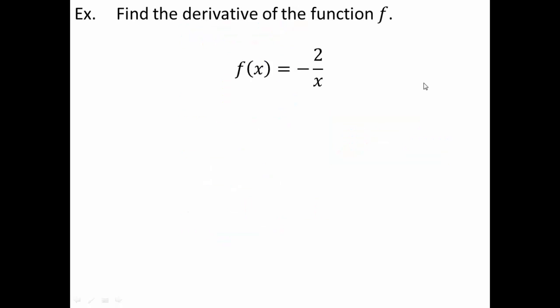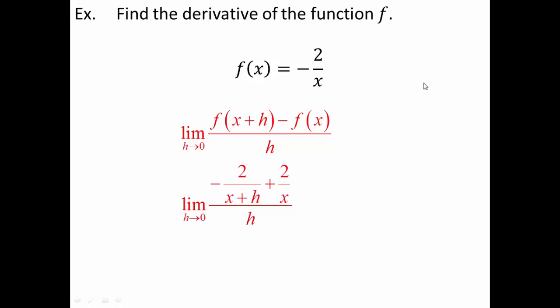Here's another one very similar to the last. Pause here, play when you're ready. So we'll start with our difference quotient. Plugging in just as before, make sure you're paying special attention to the negative. So I'm going to have a negative 2 over x plus h, and then it's going to end up being plus 2 over x. We'll use the same technique of multiplying by the common denominator.